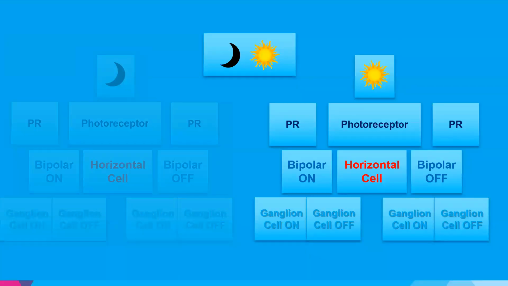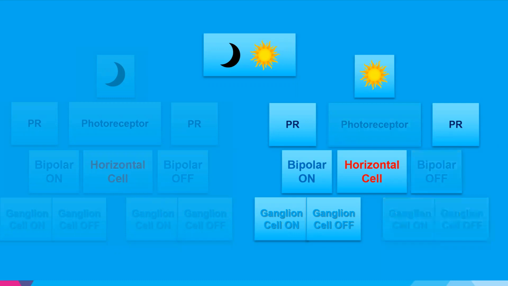Light. In the light, is the central photoreceptor active or inactive? It's inactive. Correct. So bipolar on or bipolar off is active here? Bipolar on is active. Correct. And then ganglion on or off? Which one's active? On is active. Correct. So the horizontal cell, that's the same party as the central photoreceptor, is that active or inactive? Inactive. And the surrounding photoreceptors, are they active or inactive? They're going to be less inhibited, so they're active. Exactly. It's just going to look like this.